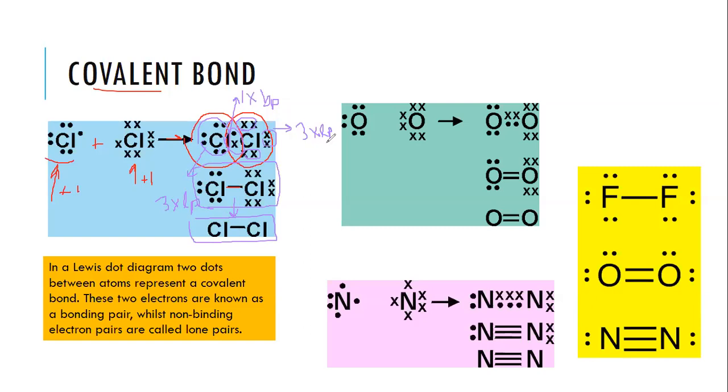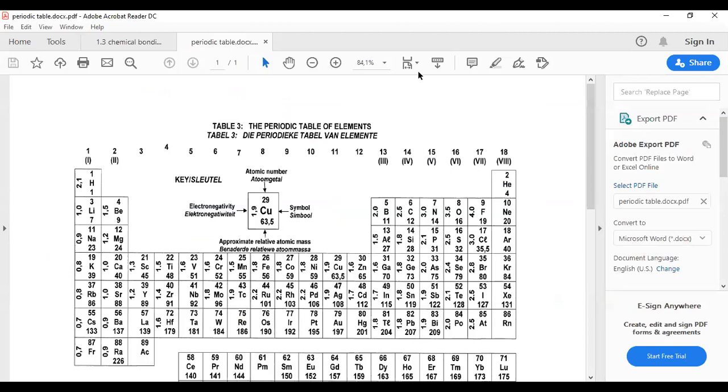And when we look at the next one, oxygen, O2, I'm going to show you the O2 oxygen molecule. As you see, this is in group 16. So how many valence electrons do we have? 6.